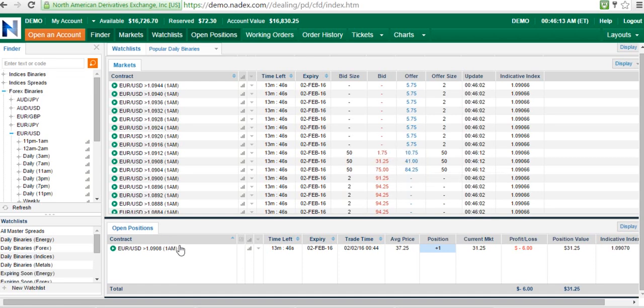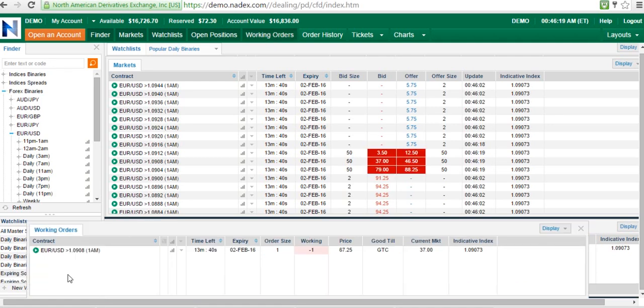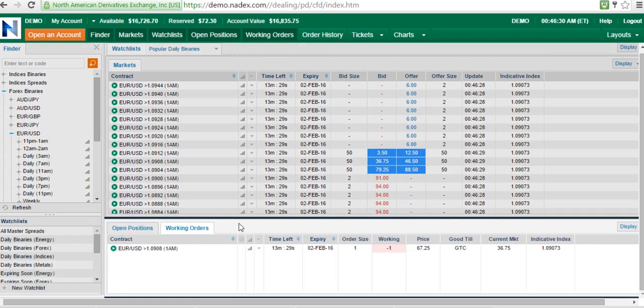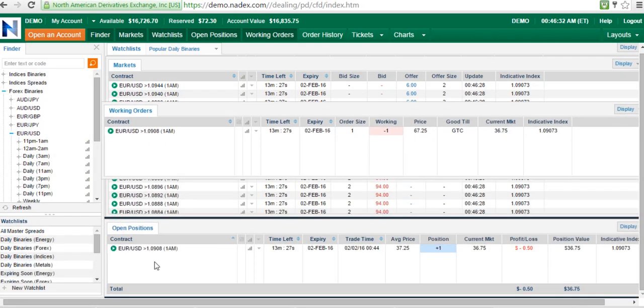So where is that order? Well, it's not an open order because it hasn't executed yet. It's up here in working orders. You see it? I have a working order that's sitting there to sell this back when the price reaches 67.25. Okay? So that's called a working order. So I can have that order sitting there, and I have what's called a take profit order already set.